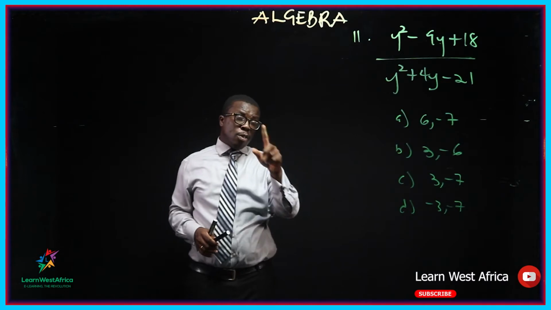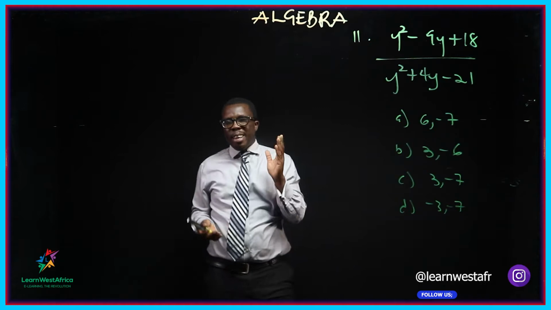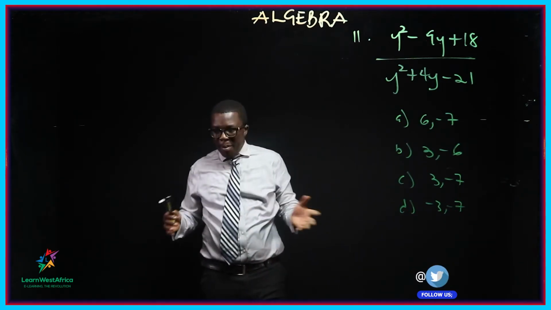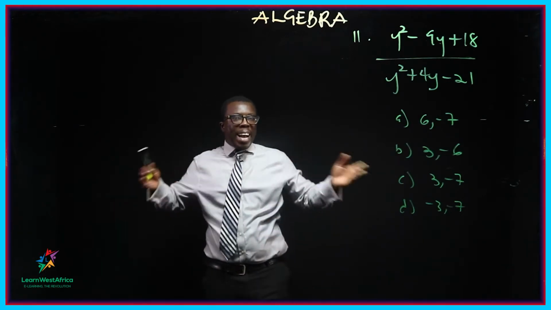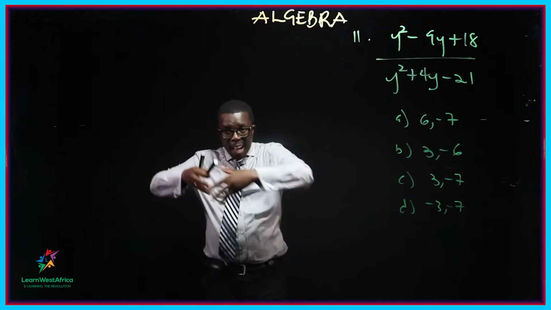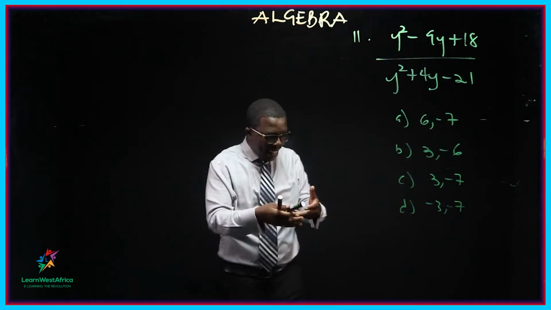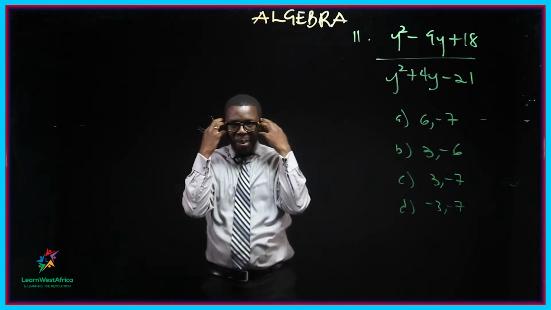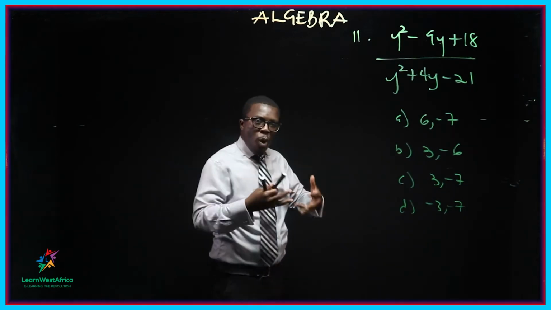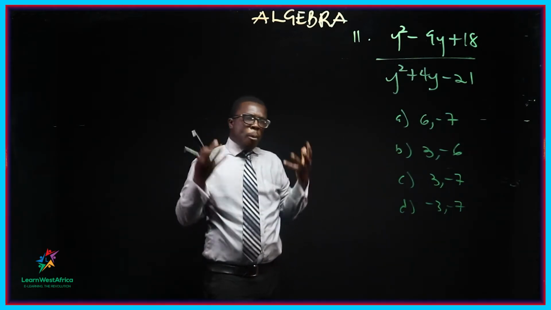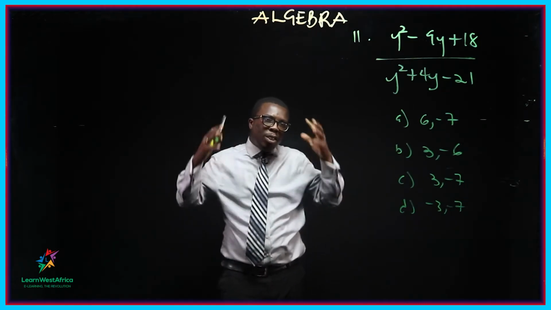A function is undefined when it is divided by 0. If you divide anything by 0, it is not 0 and not anything else, it is undefined. So the answer is where the denominator is 0. Undefined simply means that you are trying to divide by 0.